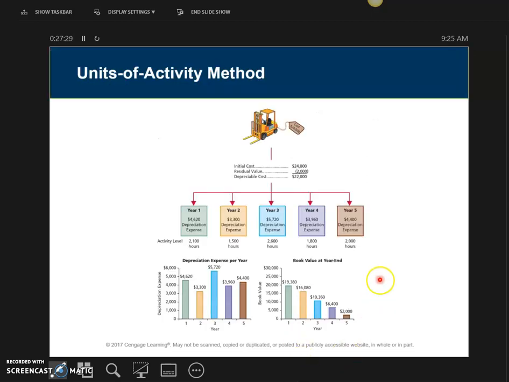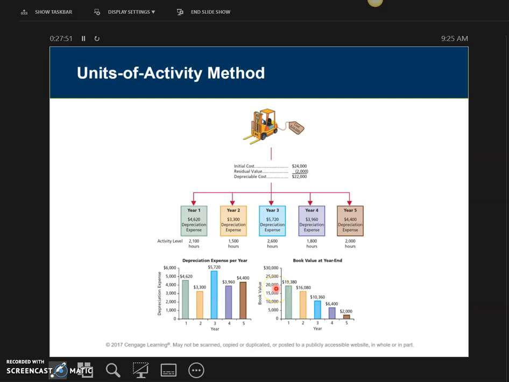So here's a little flow chart. Each year, it's a different number because it's 2.20 times the number of hours. So you can see here, here's year 1, year 2, year 3, year 4, year 5. And so here's my depreciation expense per year. It's all over the map, but it's based upon how many units produced.